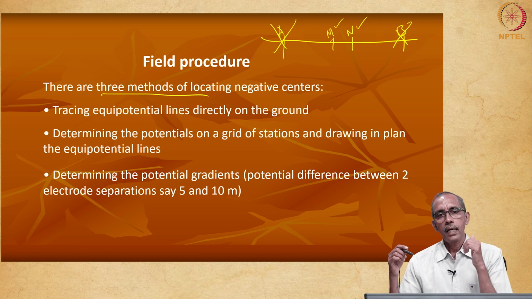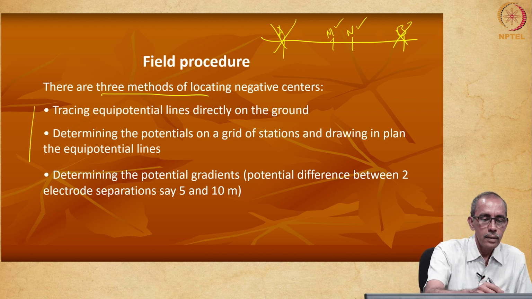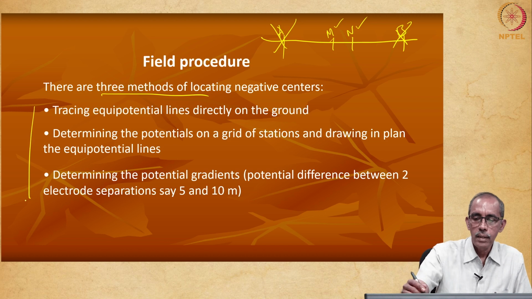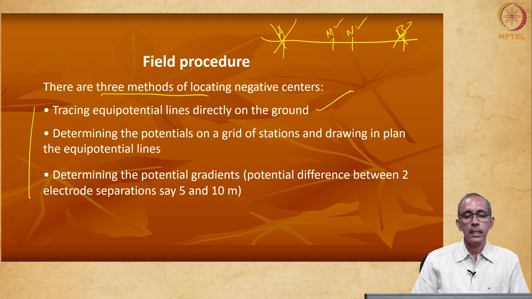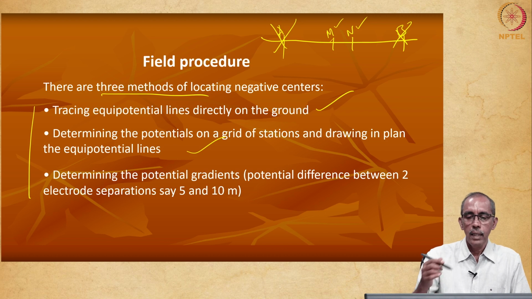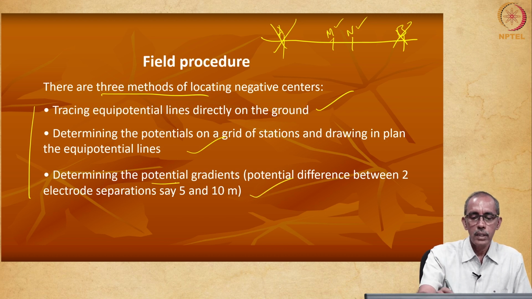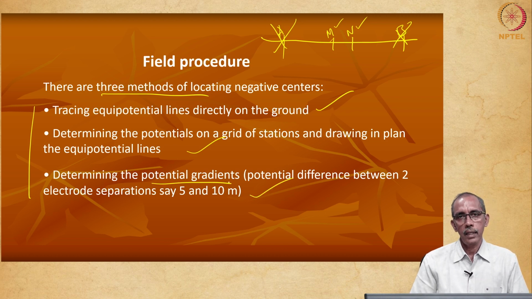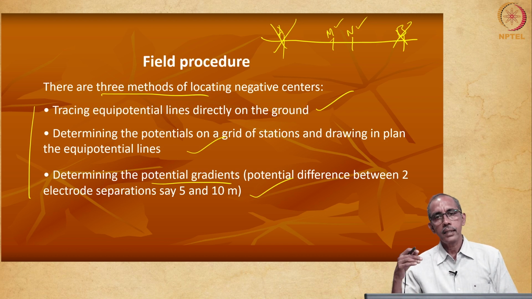The survey can be done in these 3 ways. First is tracing the equipotential line. Second is carrying out the survey in a grid pattern. In the third one, we are going to determine the potential gradient. About all this we will see in detail in the next lecture.